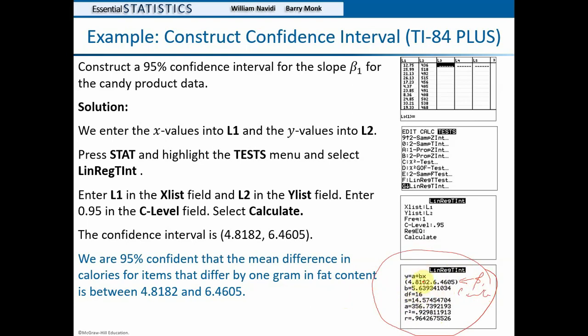Degrees of freedom 16, I had 18 points. When we went down here, we entered 18. The R squared value goes along with the model. And then the R is the confidence.